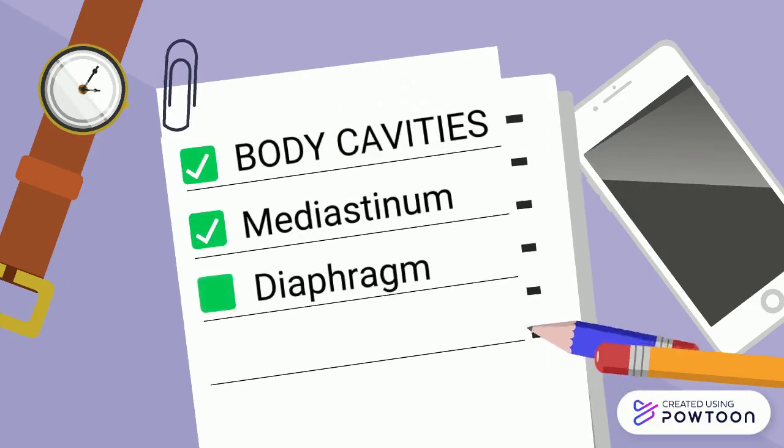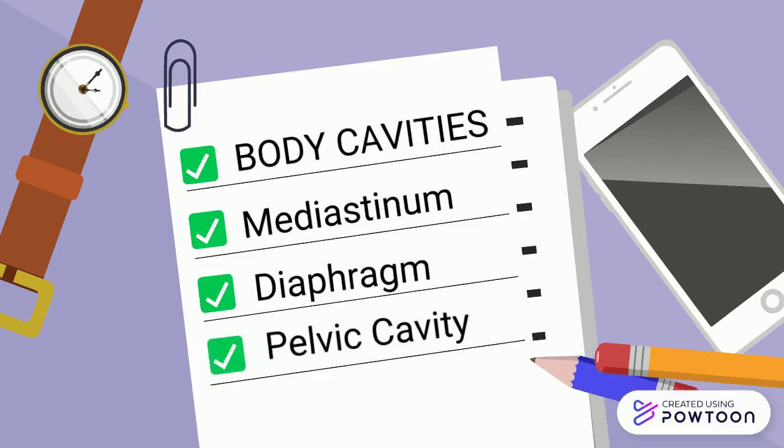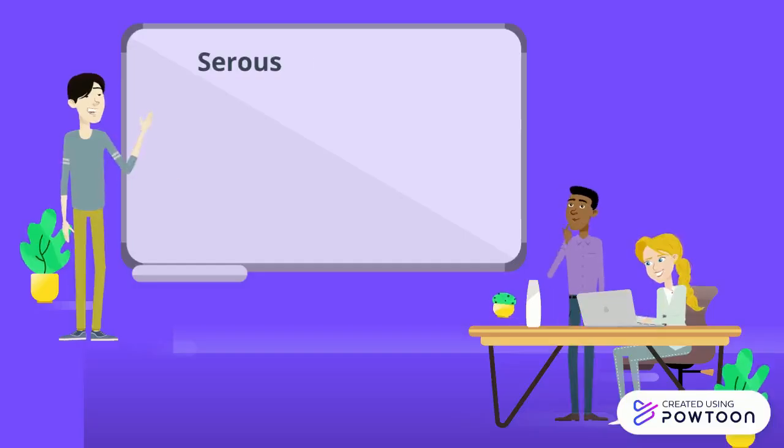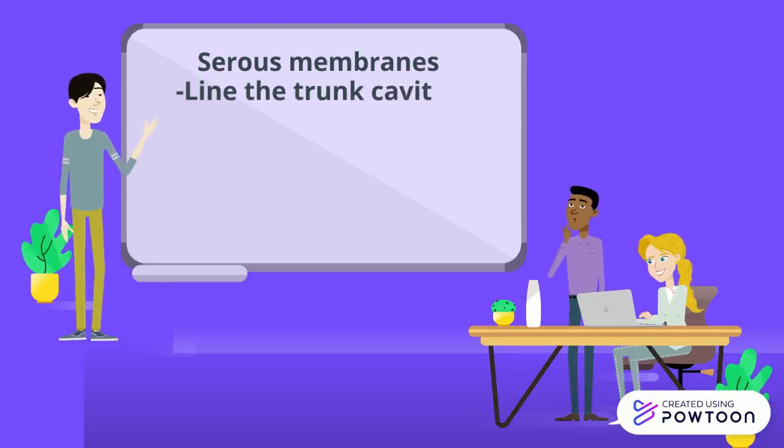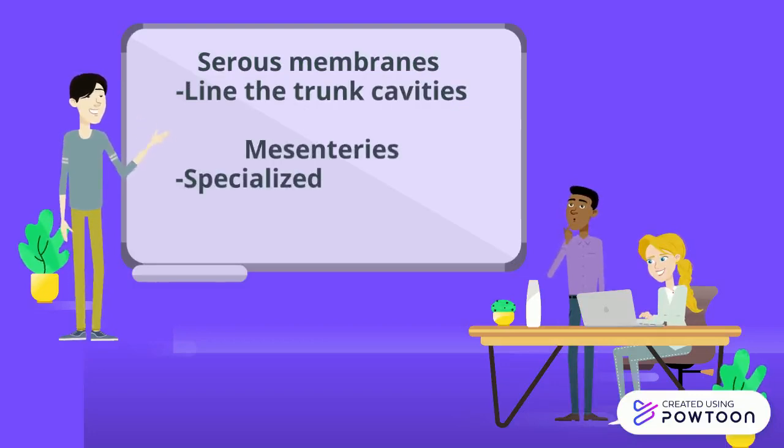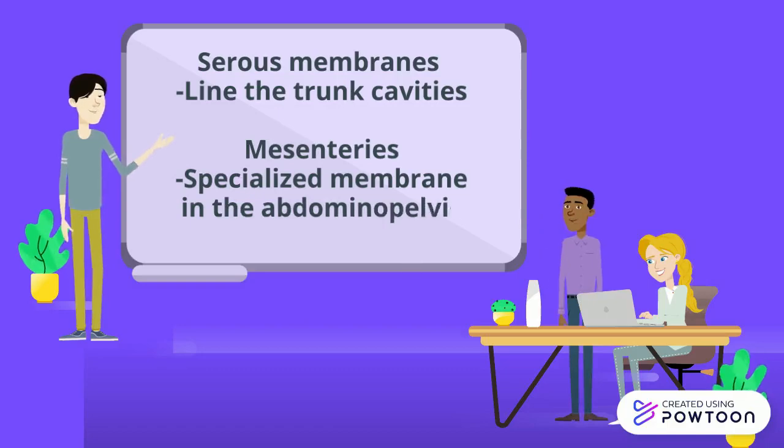There are body cavities such as mediastinum, diaphragm, and pelvic cavity. Serous membrane is a membrane that lines the trunk cavities. Mesenteries are specialized membranes in the abdominopelvic cavity.